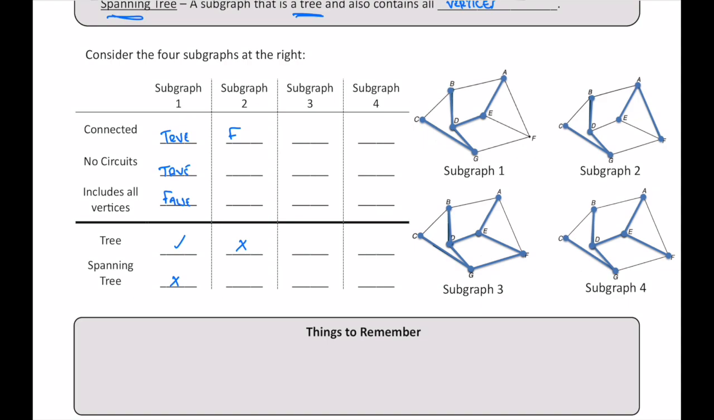Let's move on to subgraph number 3. So we've got C to G to D to B. We've got that over to E. We've got over to A. We've got F, and we've got G. Is it connected? Yes. Every piece is connected in there.